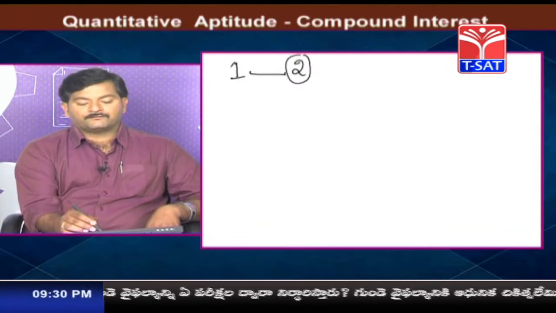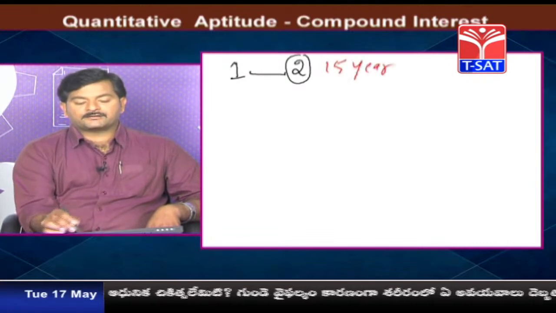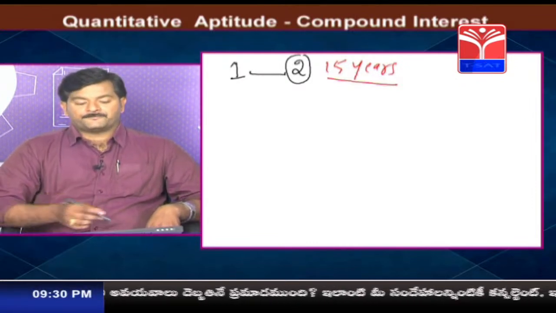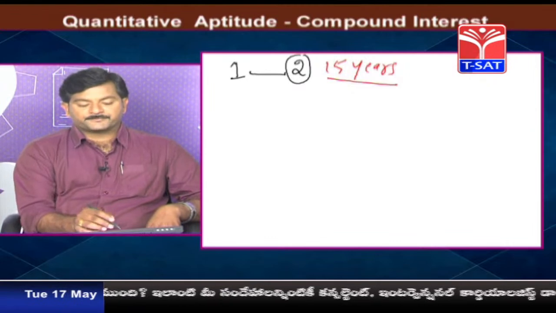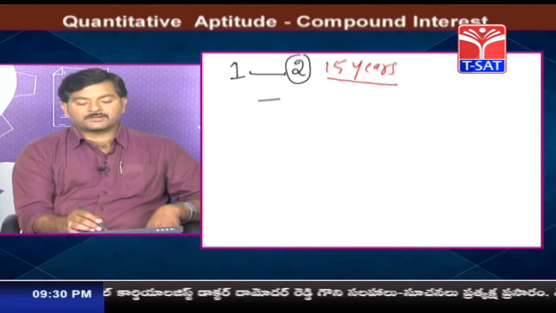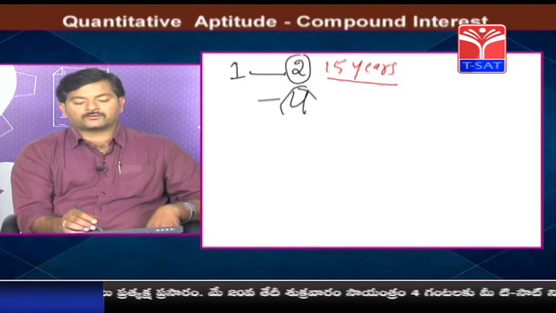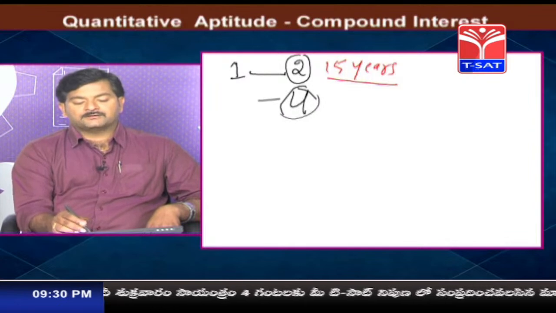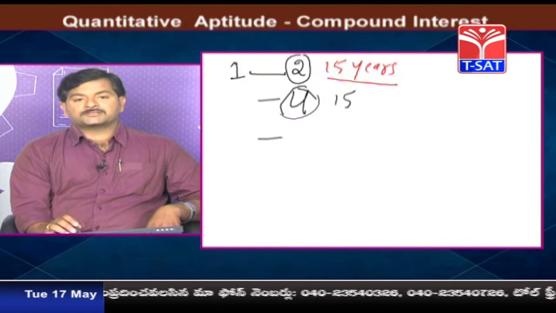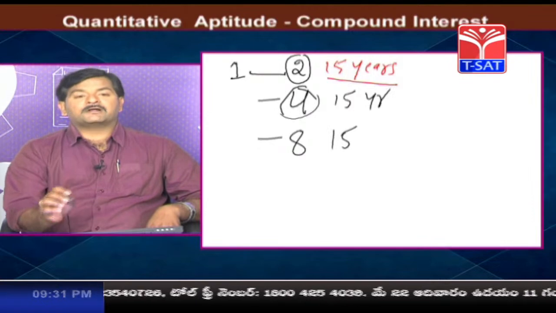In only 15 years. So clearly, can I say one point here? Every 15 years it is doubled. 1 rupee becomes 2 rupees. Then 2 rupees will become 4 rupees, again for 15 years. 4 rupees will become 8 rupees, for another 15 years. Are you getting what I am saying?